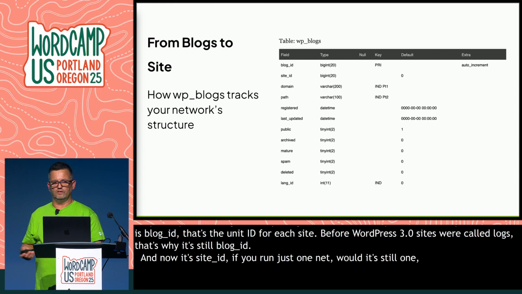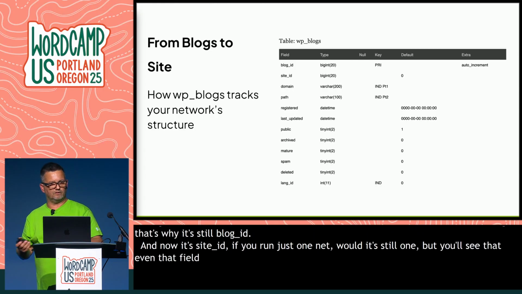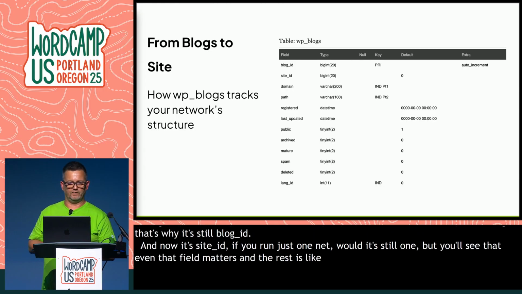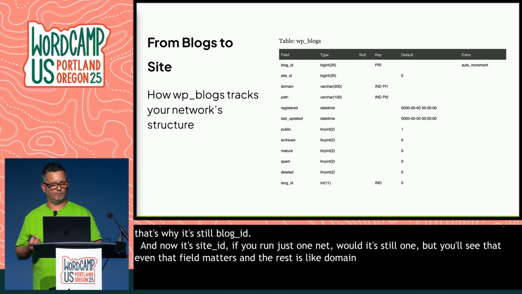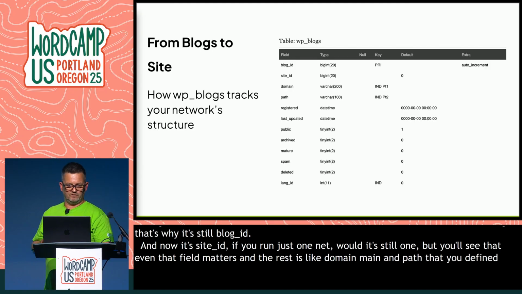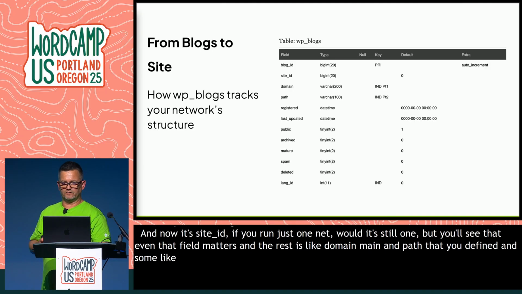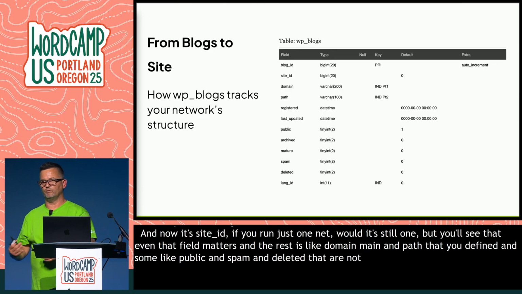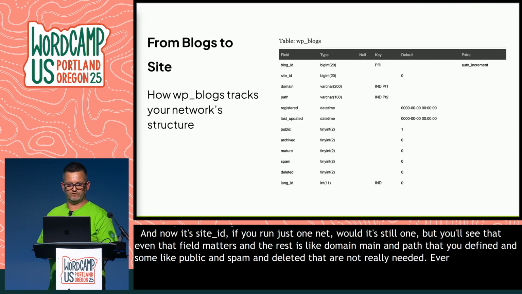And the rest is like domain and path, what you defined, and some flags like public, archived, spam, and deleted. And there still is a lang ID that is not really useful anymore because that is like a relic. And yeah, every time when you add a new website, you can see that in that table. It will just be one row in that table.